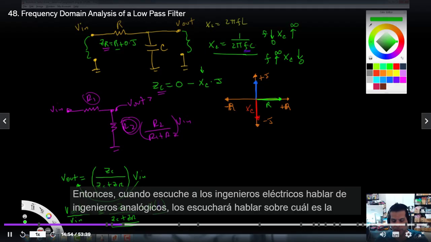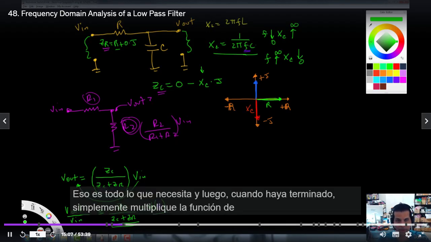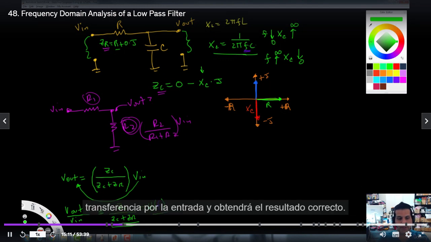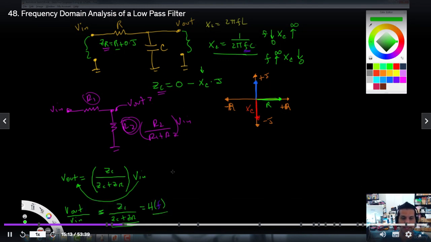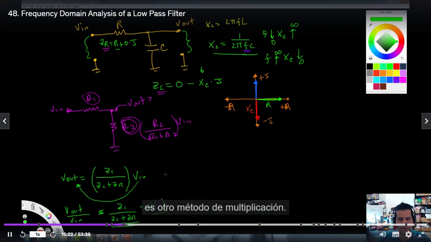When you hear electrical engineers talk, analog engineers, you'll hear them talk about what the transfer function is. Once you have that, it describes how the output is a function of the input. That's all you need, and then you're done. You just multiply the transfer function times the input, and you have your result. Then some concept called convolution will come up, but we're not going to talk about that. Convolution is another method of multiplication.